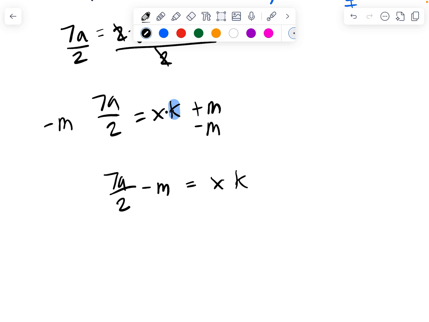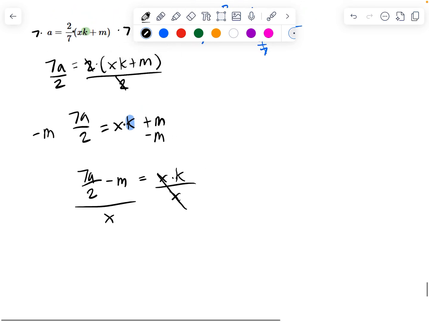Now we're almost there. You're about to finish this off. It's x times k. You undo multiplication with division. So divide by the x, which means that we're at the answer of k equals (7a over 2 minus m) over x. Now, that isn't the prettiest looking answer, but it's there.